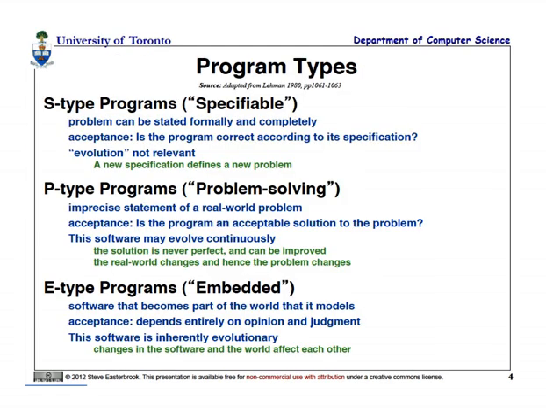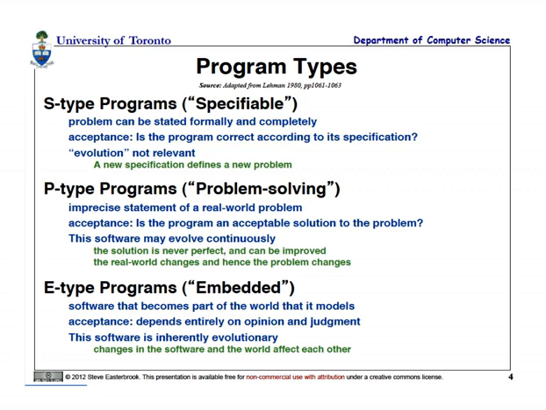To understand this better, we look at Lehman's programming types. The first type, or the specifiable type, are programs where the problem can formally and completely be stated, like a mathematical function. Acceptance is simple. Does it meet the spec? The P-type, or the problem type, being our second type, address real-world problems that are imprecise. The solution is never perfect because the world changes.